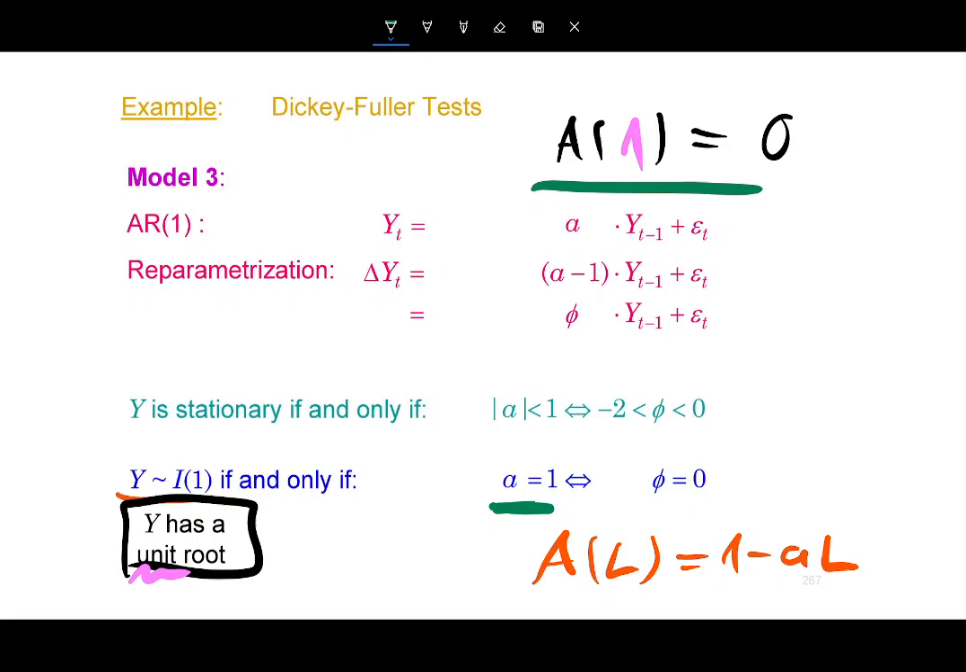So if you say the process has a unit root, this means the process is integrated of order 1. That's it. But I want to explain where the expression, having a unit root, would come from. Does that make sense?